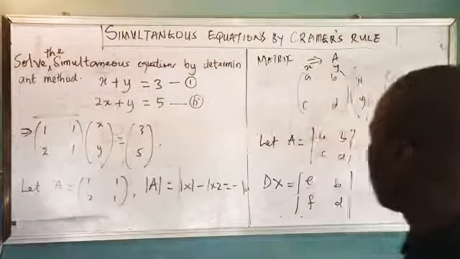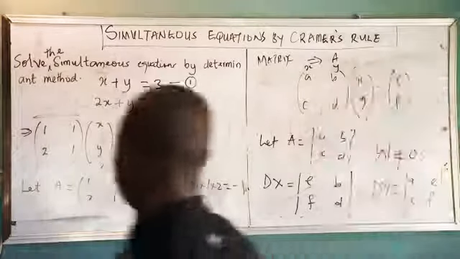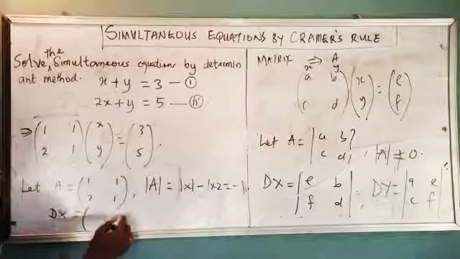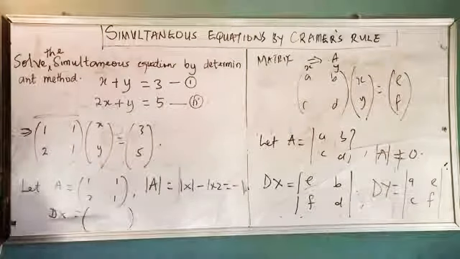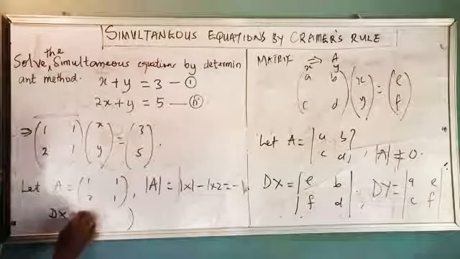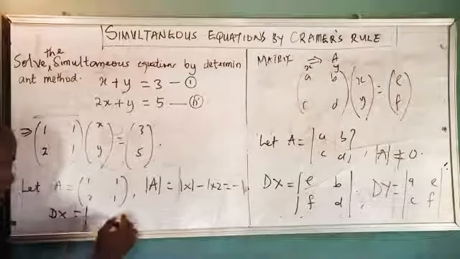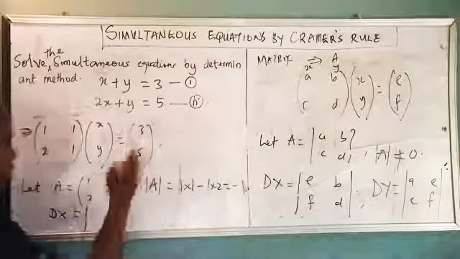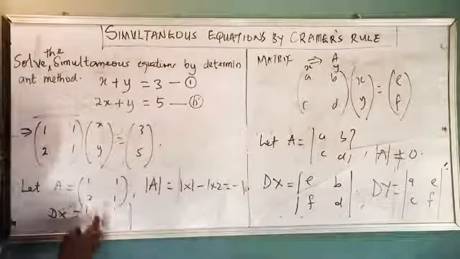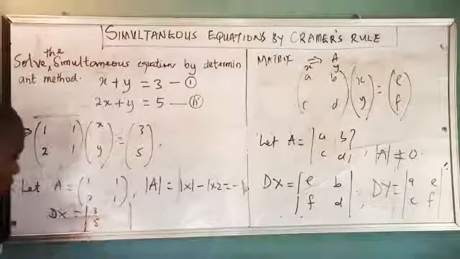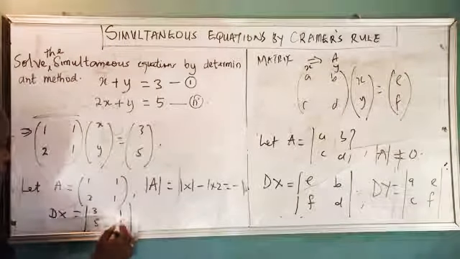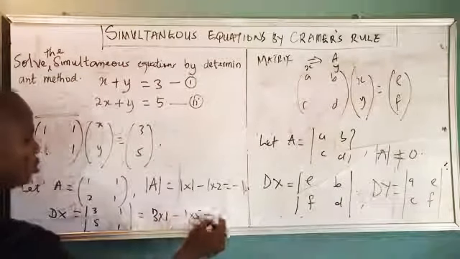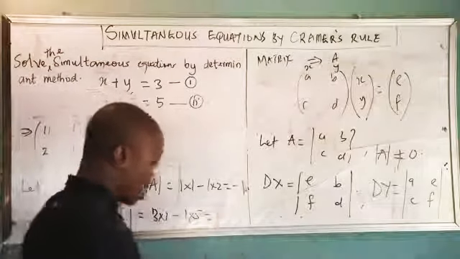Also, we look for the determinant of X. Understand? Let's say dx. What is the determinant of X? I told you that you replace the column with the constant terms. So our constant terms are 3, 5. The X column, you replace it by the constant terms. Then we have 1, 1. So get the determinant: 3 times 1 minus 1 times 5. So this will give us minus 2. Are you getting it now?